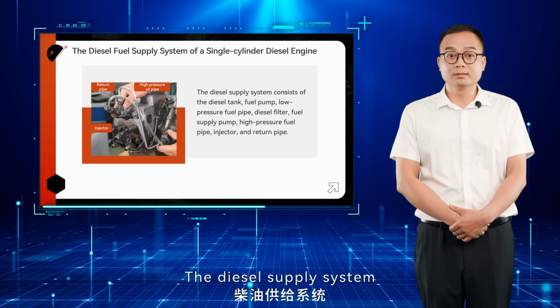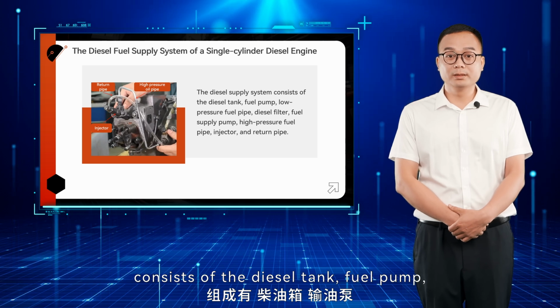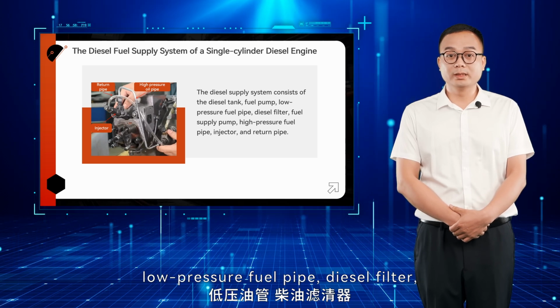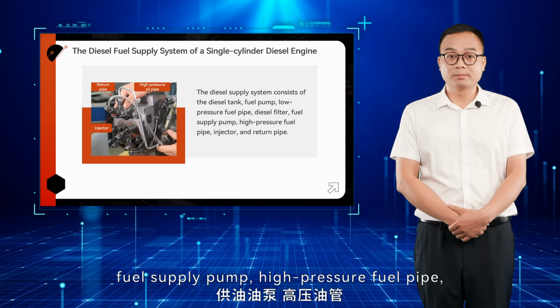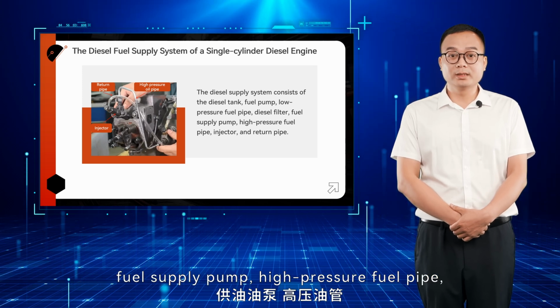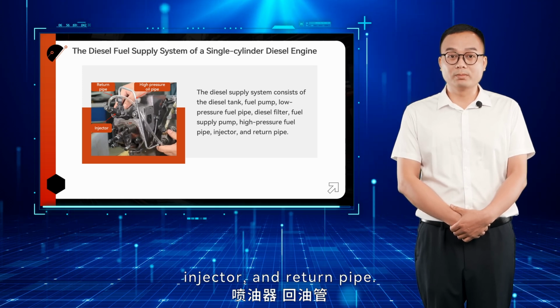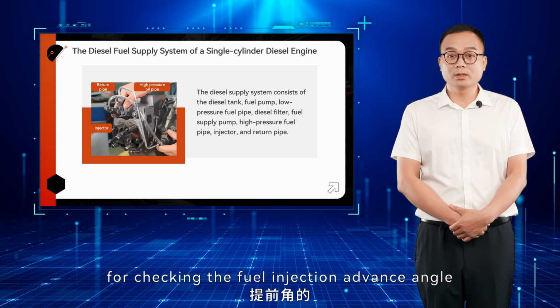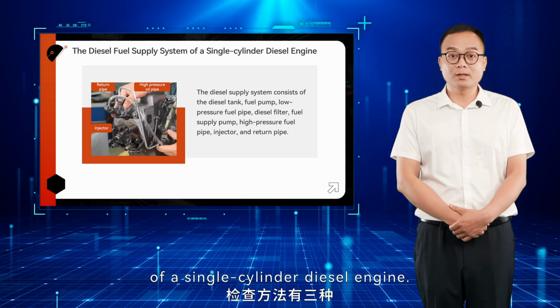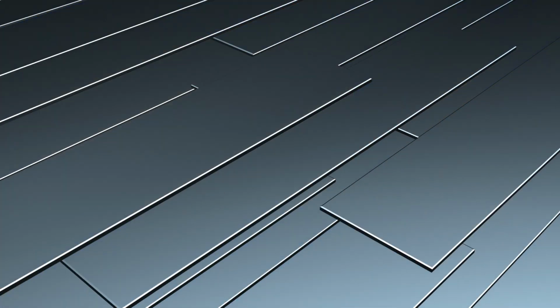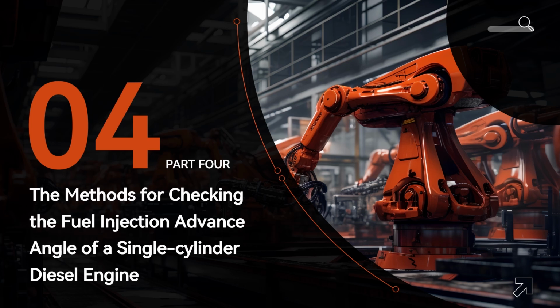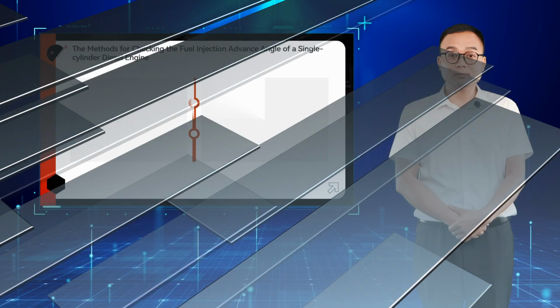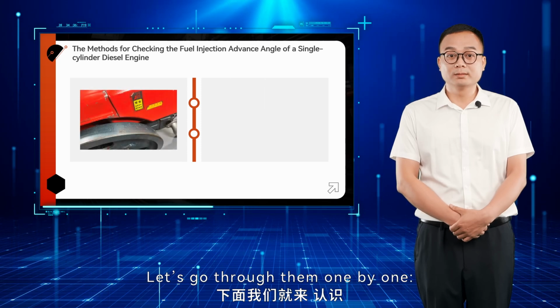The diesel supply system consists of the diesel tank, fuel pump, low-pressure fuel pipe, diesel filter, fuel supply pump, high-pressure fuel pipe, injector, and return pipe. There are 3 methods for checking the fuel injection advance angle of a single-cylinder diesel engine. Let's go through them one by one.